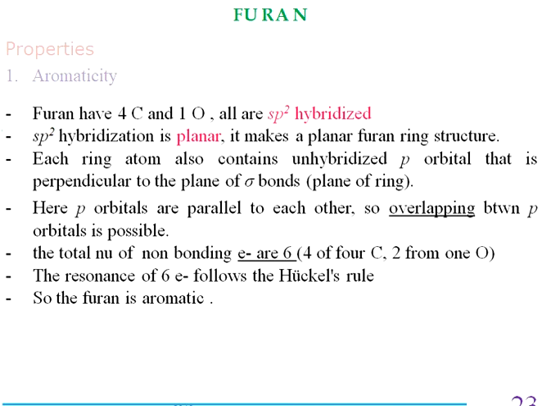Huckel's rule says that you should have 4n plus 2 pi electrons. So in this case we have 4 plus 2, that is 6 pi electrons. All of them are in the same plane and they are in conjugation with each other. So we can clearly say that furan is an aromatic compound.